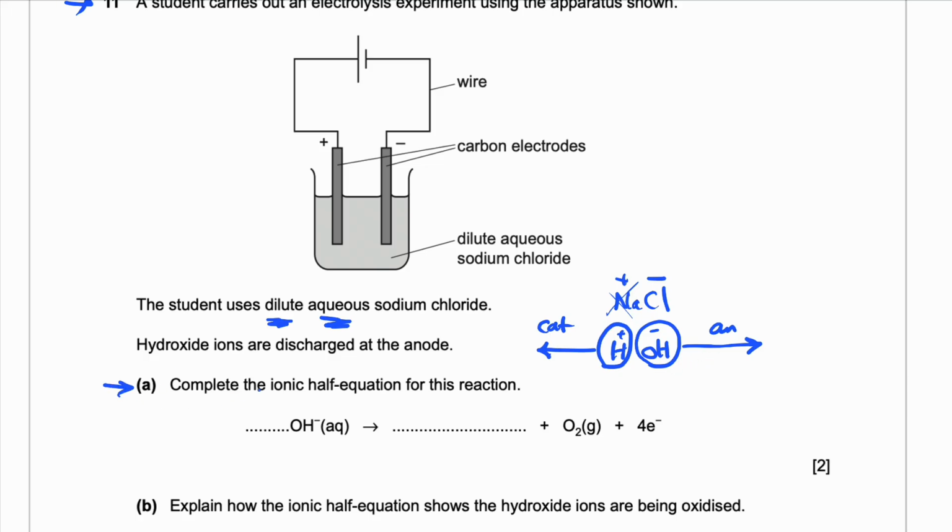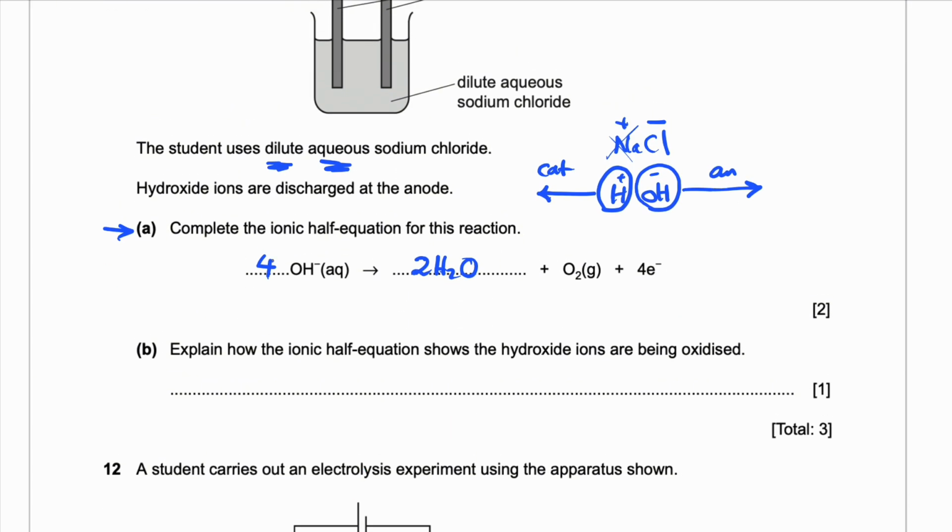So A, complete the ionic half equation for this reaction. I really recommend if you know the equation for the discharge of hydroxide, because that's very common in the exam and that saves a great deal of time for you. So we know that hydroxide produces oxygen gas and it forms two water molecules. So we need 4 hydroxide ions in order for the equation to be balanced.